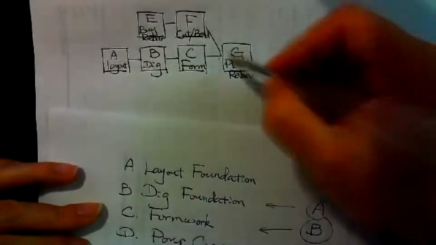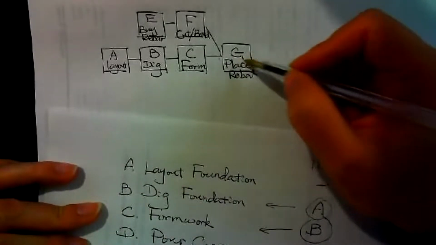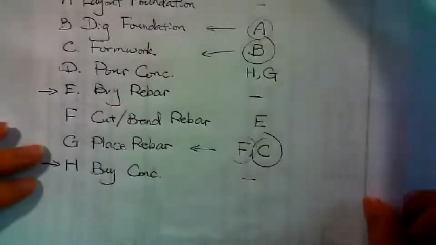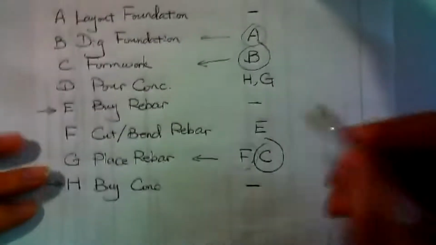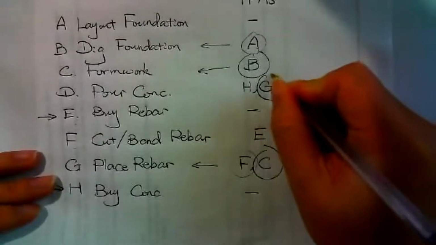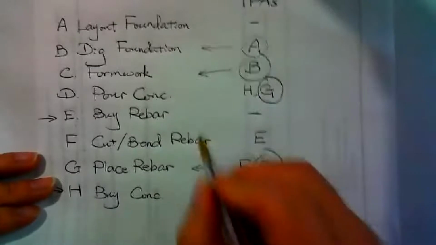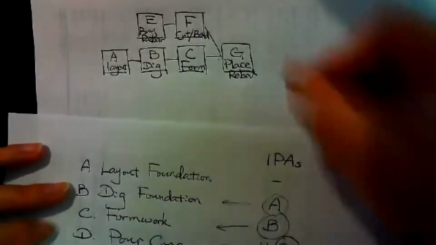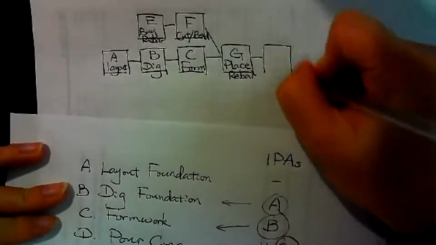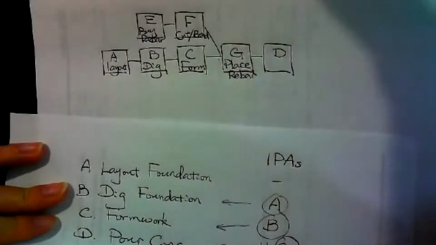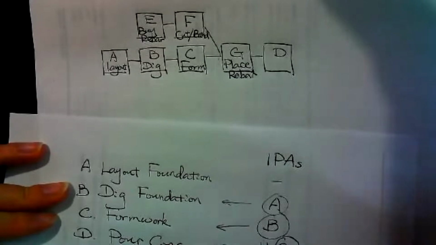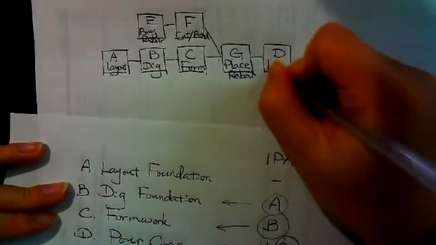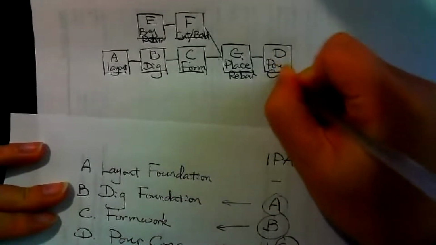Now let's go back to the main trunk over here, G. After G, G is over here in the table. So that's pour concrete. This is D. So D is following G. D is pour concrete.